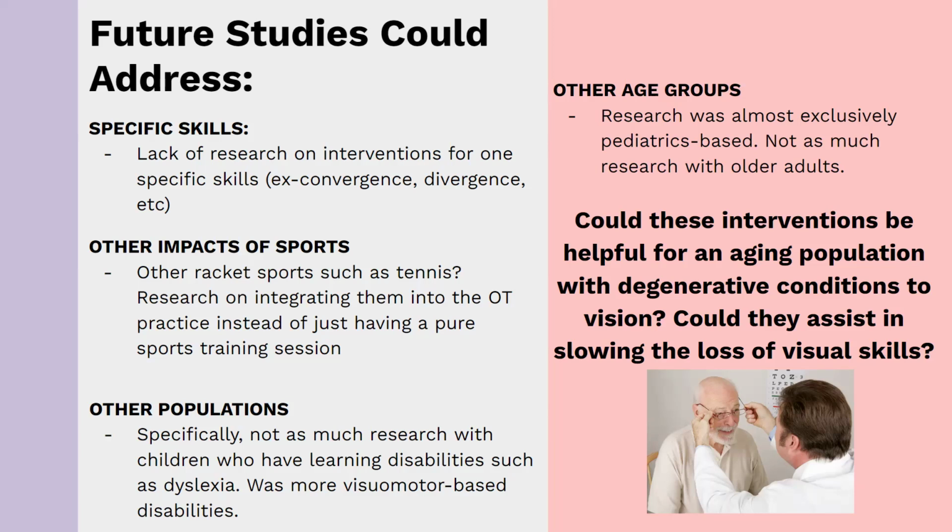Could an experimental group that got a visual perception intervention with declining vision actually experience a slowing in the loss of their visual skills as compared to a control who didn't get an intervention? I think that would be an interesting area to explore.